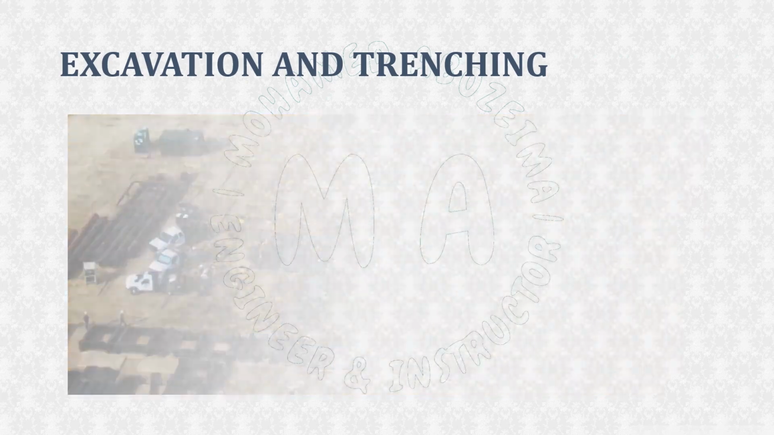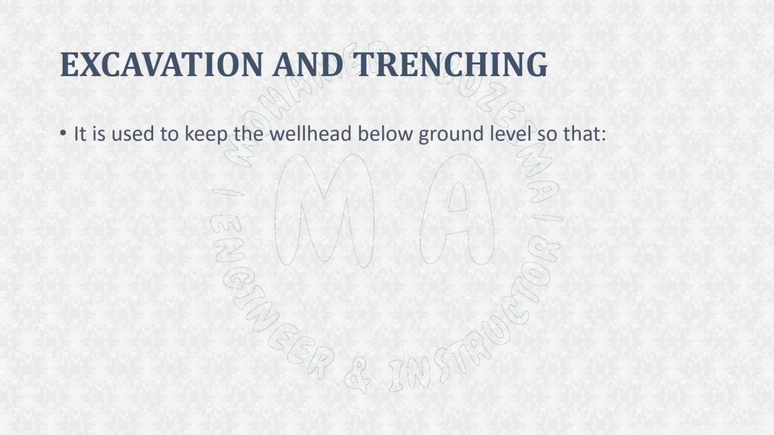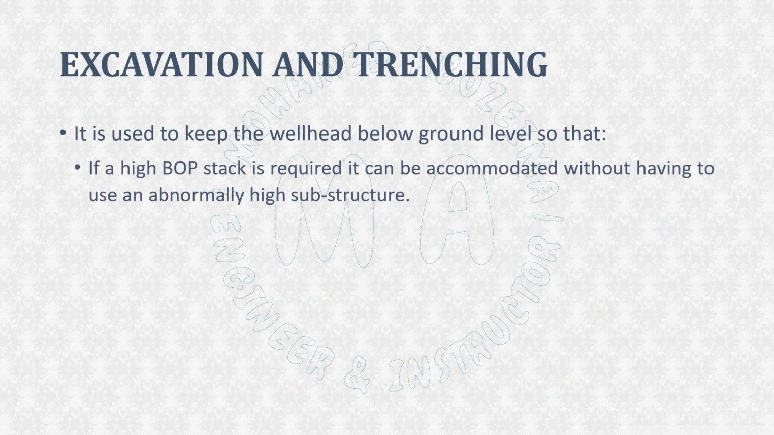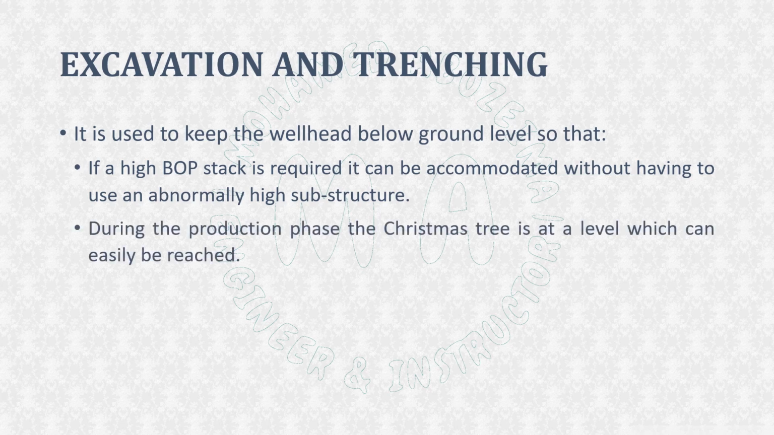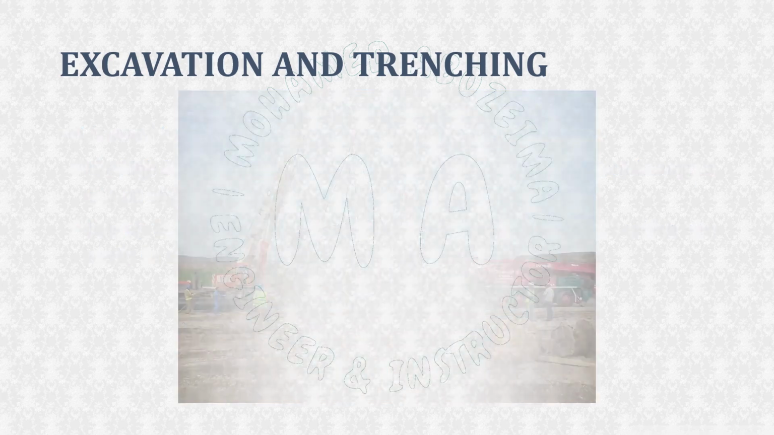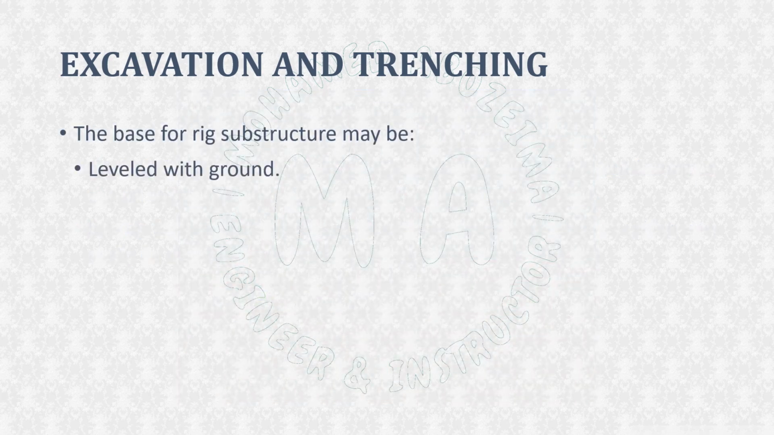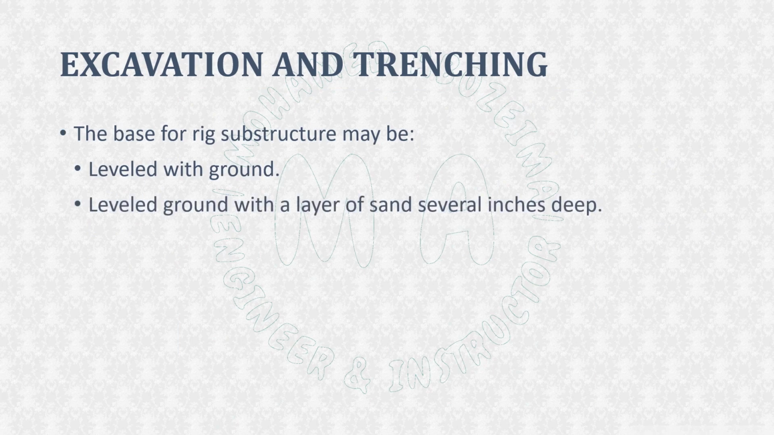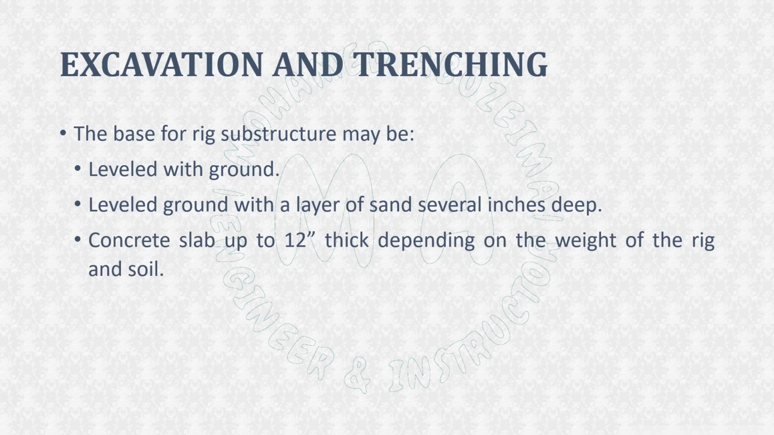It's used to keep the wellhead below the ground level so that if a high BOP stack is required, it can be accommodated without having to use an abnormally high substructure. During the production phase, the Christmas tree is at a level which can easily be reached. The base for the rig substructure may be leveled with ground, or level the ground with a layer of sand several inches deep, concrete slab up to 12 inches thick depending on the weight of the rig and soil, or silicone mats.